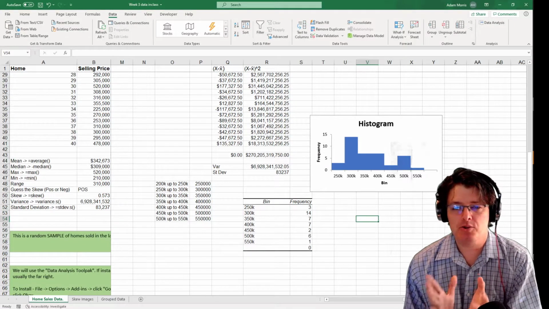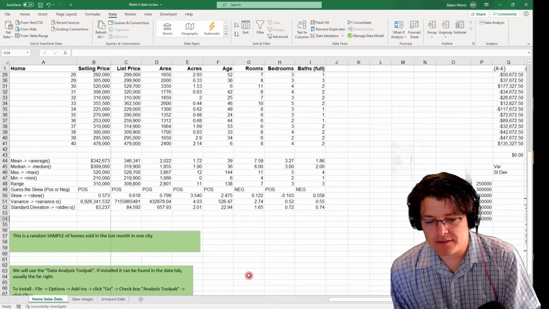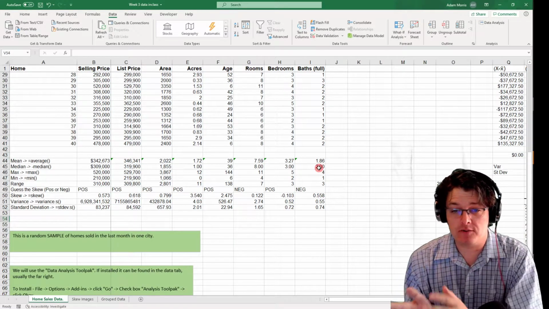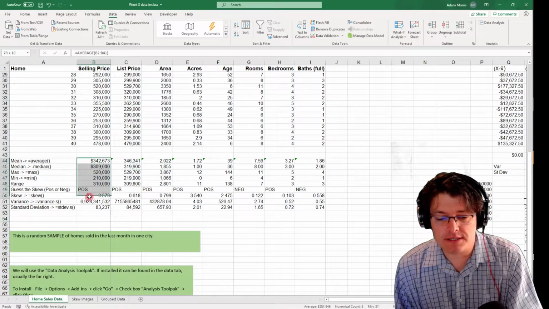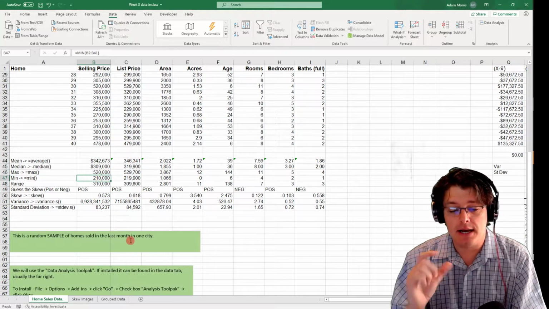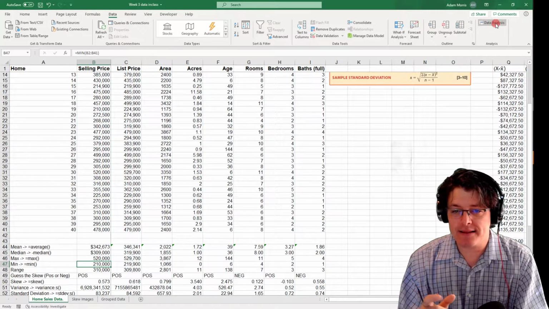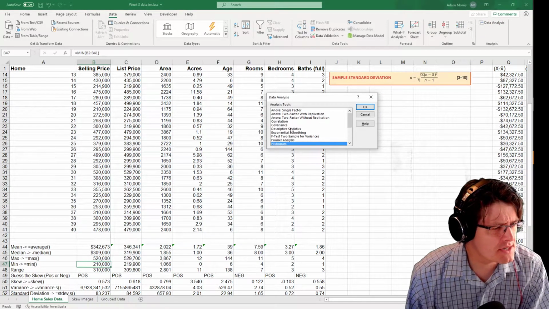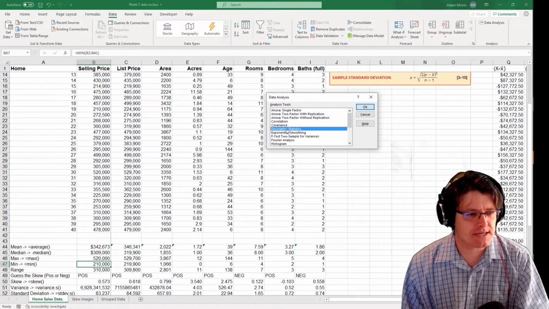But the data analysis toolpack is more versatile than that. We did the standard deviation by hand. We also had Excel do it, all of this descriptive statistics, one at a time. But let's go back to the data analysis, and it's kind of hard to see on the Zoom, but there's one called descriptive statistics.